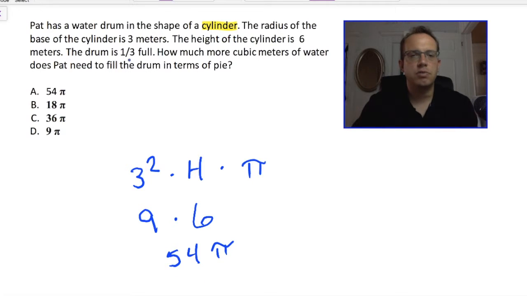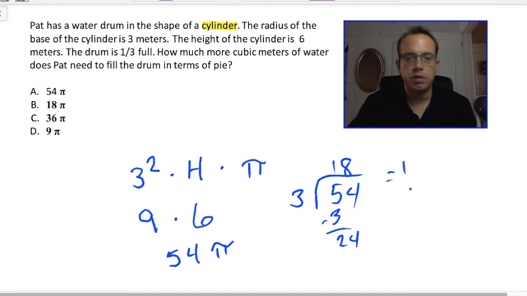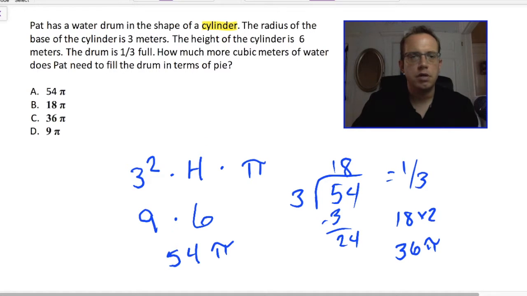It says the drum is 1/3 full. So how much more do we need? We need 2/3. So what is 2/3 of 54? Well, 1/3 of 54, if you do 54 divided by 3, is 18. That's equal to 1/3. But we need 2/3, so you just multiply 18 times 2, and you get 36 pi. So our answer is C, 36 pi. It's as easy as that.